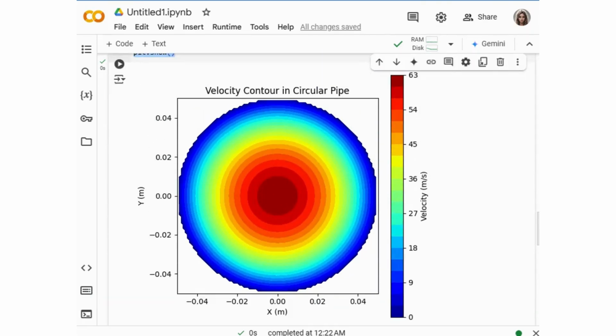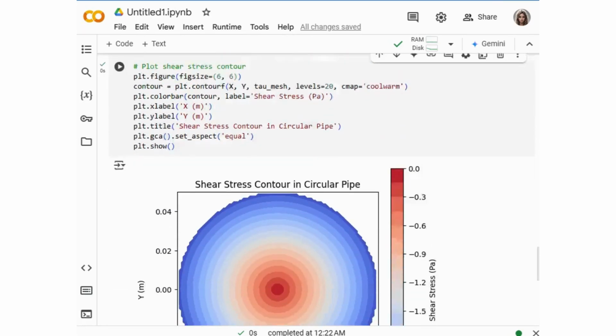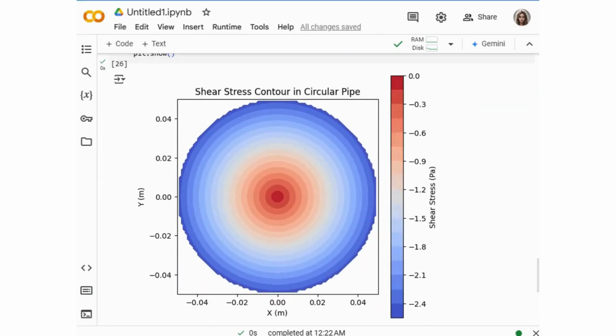And as you can see, the contour represents the velocity distribution in the pipe. The center has maximum velocity, shown in red. The velocity reduces towards the wall, as shown in blue. And this is the plot for the shear stress contour in a circular pipe. Shear stress increases linearly from the center to the wall. The wall experiences maximum shear stress, as indicated by the dark colors here.